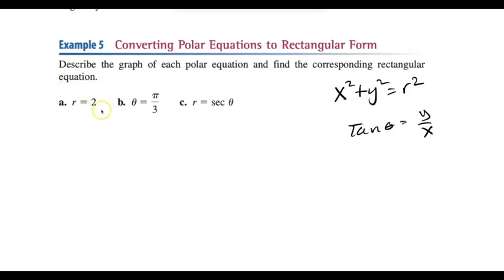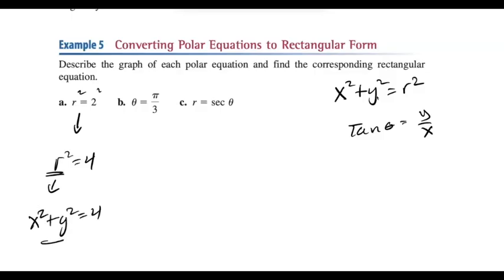This first one here, r equals 2. What I could do is square both sides, and I get r squared equals 4. And now why did I do that? Because r squared is x squared plus y squared. So I could replace this with x squared plus y squared equals 4. And you get your equation. That's a circle.